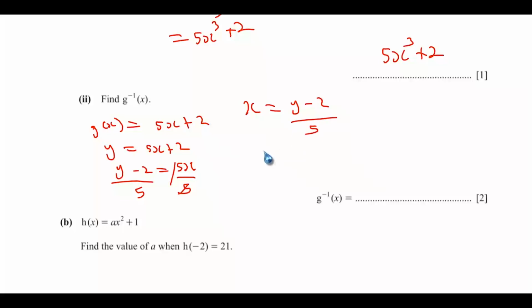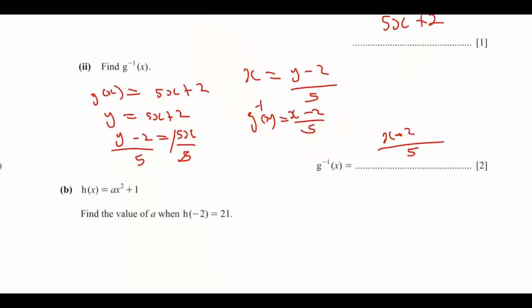And finally, let's replace x with f inverse of x and y with x. So that will leave us with f inverse of x equals x minus 2 everything over 5. So this will be g of x rather. Okay, g inverse of x. So g inverse of x will be equal to x minus 2 over 5. So this is g inverse of x.